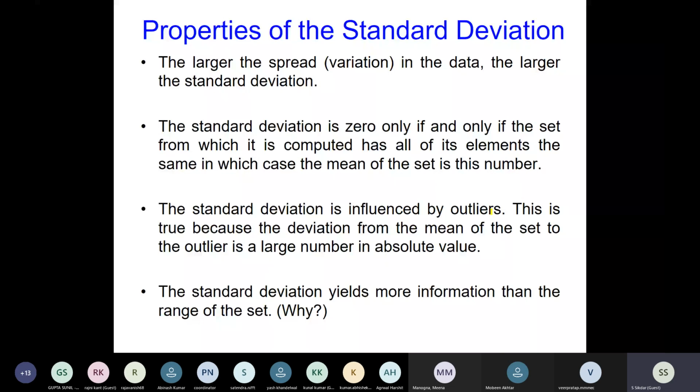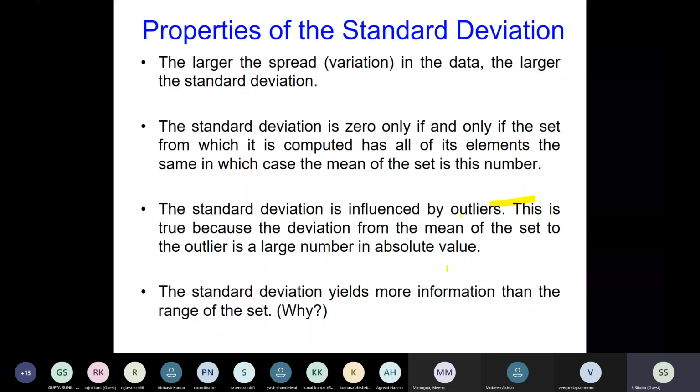And that's the reason it is asked that, first of all, you try to remove the outlier from your data, which is spurious and not useful for your purpose. The deviation from the mean of the set to the outlier is a large number in absolute value, and then the standard deviation yields more information than the range of this set.